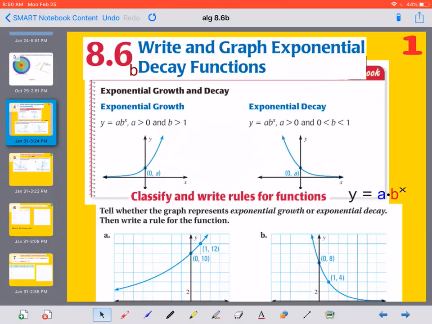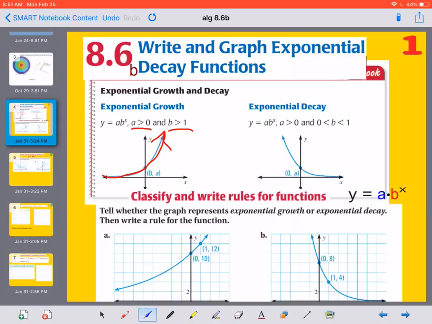So exponential growth is y equals ab to the power x, where a is greater than 0 and b is greater than 1. So our exponential growth equations are going to look like a curve going up.